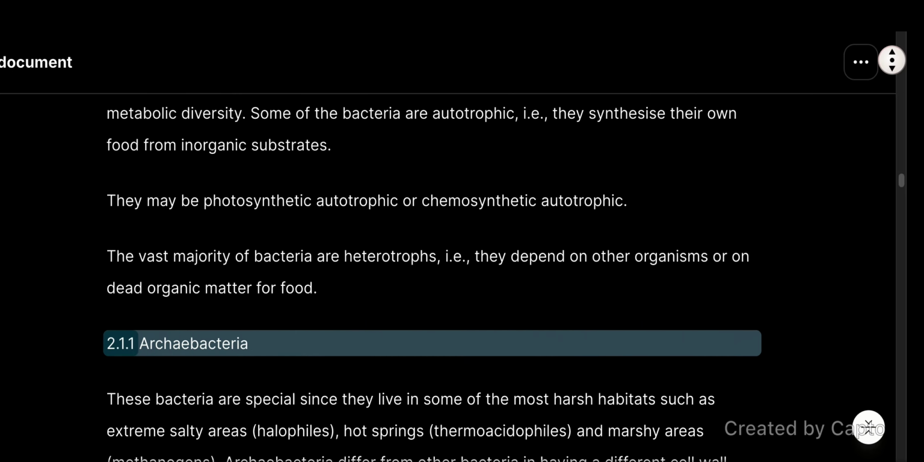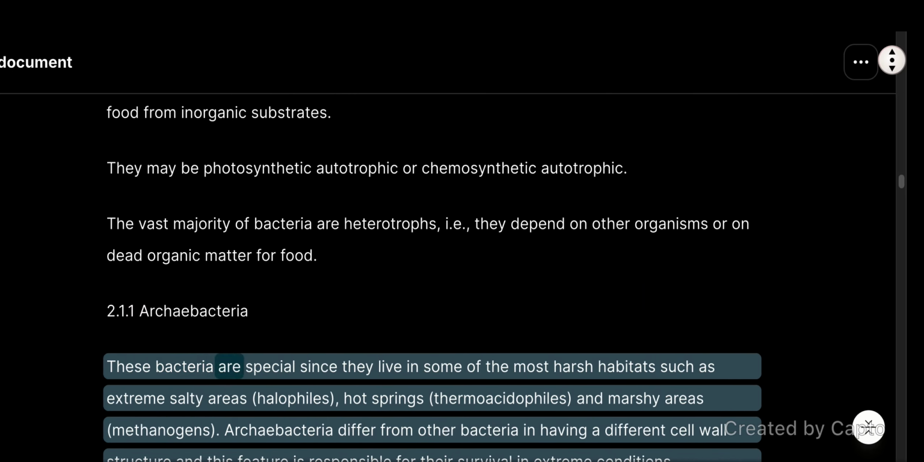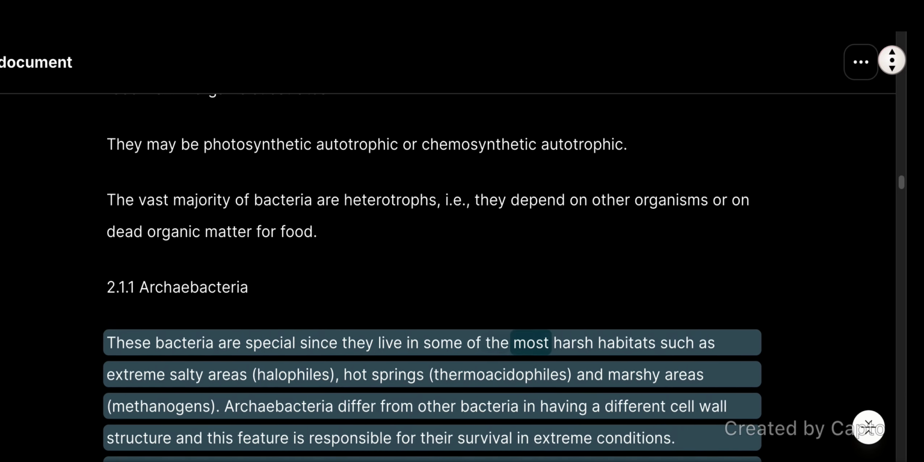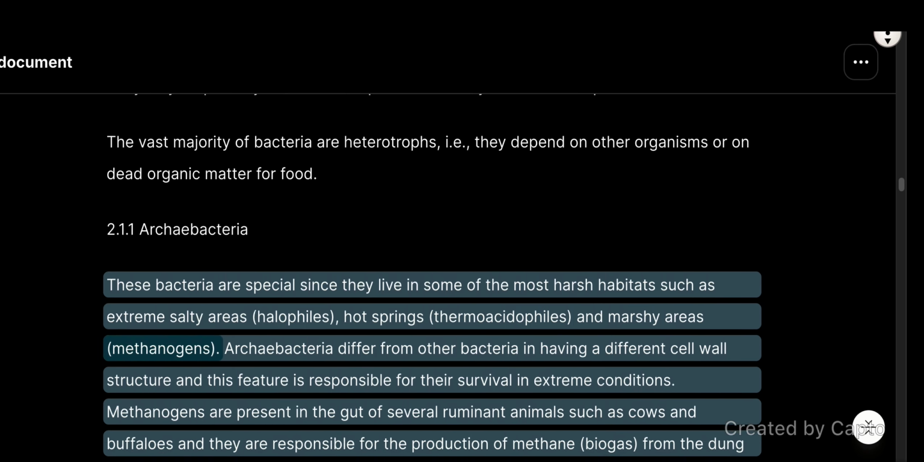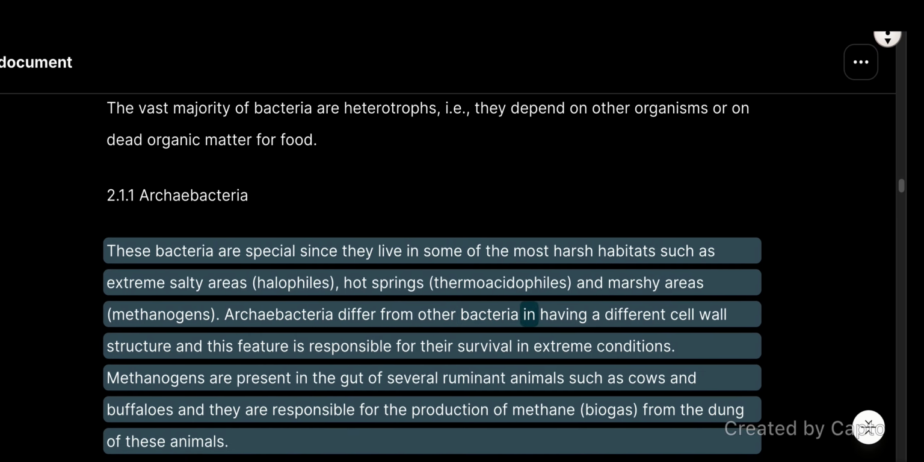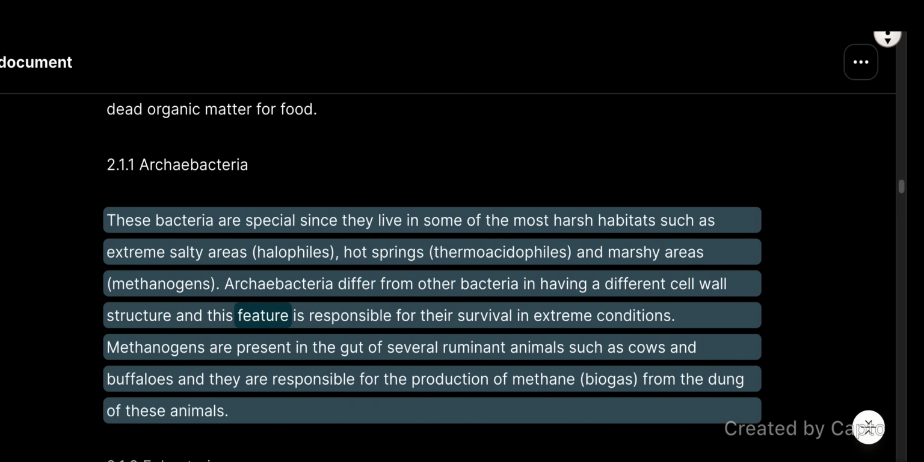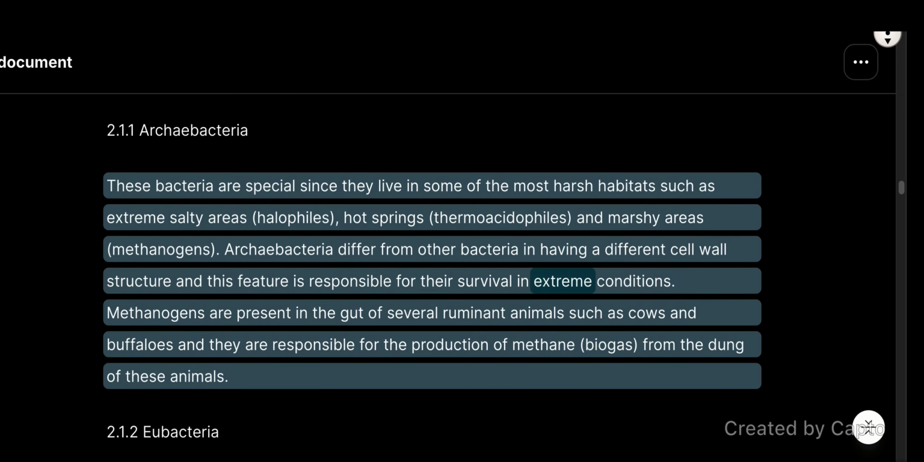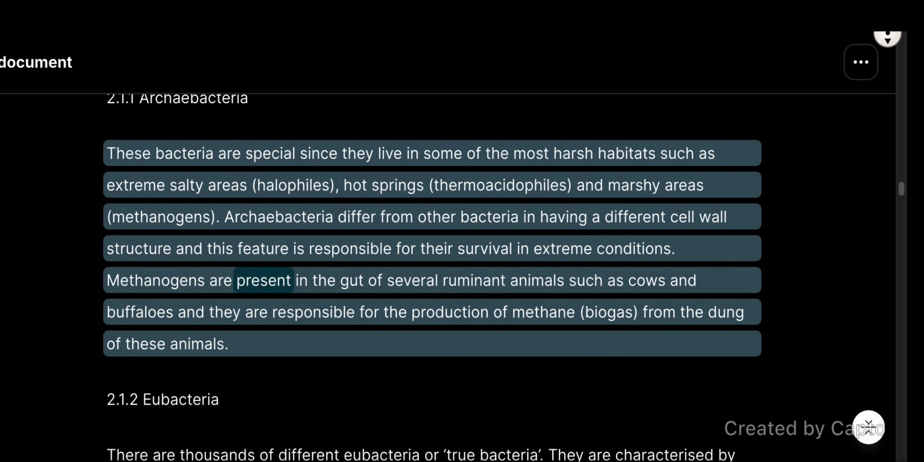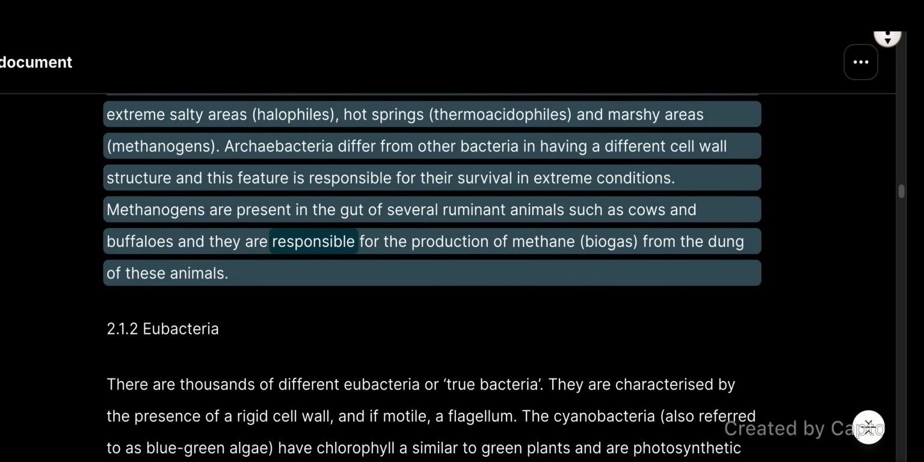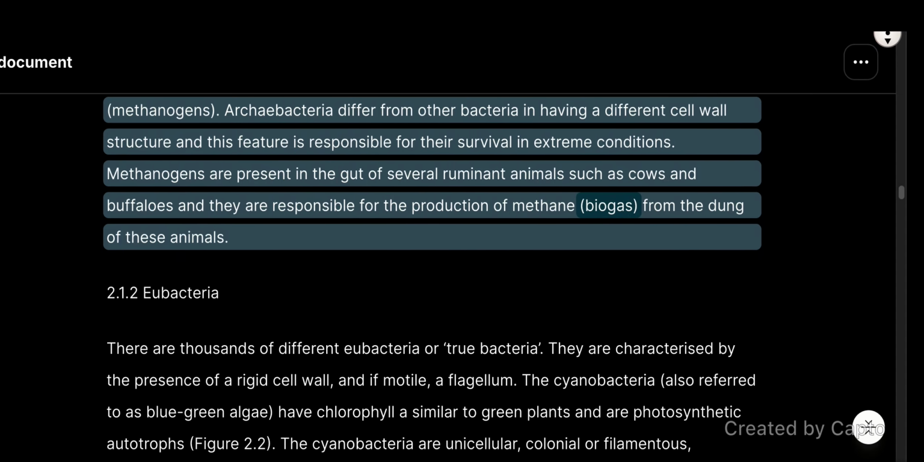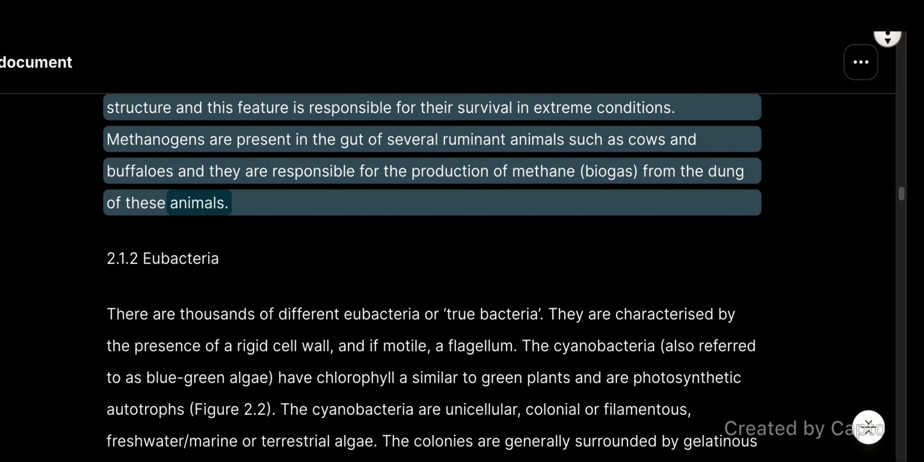food. 2.1.1 Archaebacteria. These bacteria are special since they live in some of the most harsh habitats, such as extreme salty areas, halophiles, hot springs, thermoacidophiles, and marshy areas, methanogens. Archaebacteria differ from other bacteria in having a different cell wall structure, and this feature is responsible for their survival in extreme conditions. Methanogens are present in the gut of several ruminant animals such as cows and buffaloes, and they are responsible for the production of methane, biogas, from the dung of these animals.